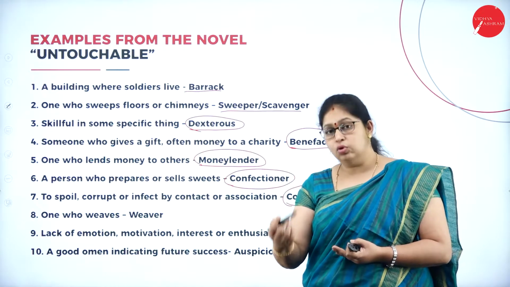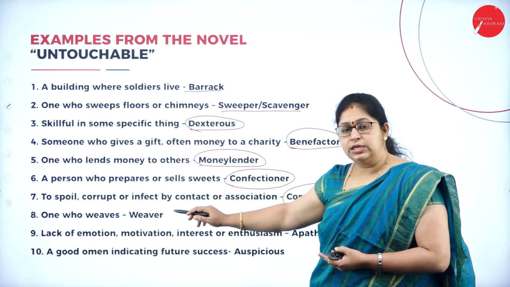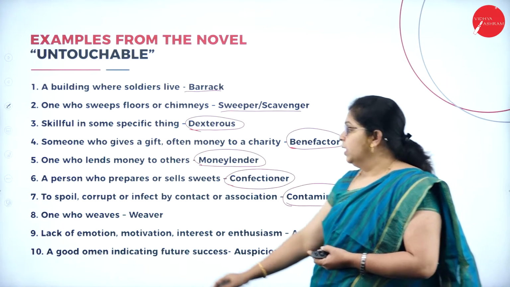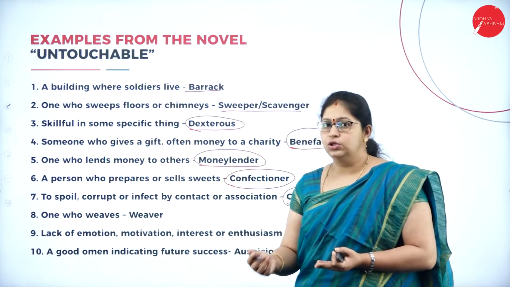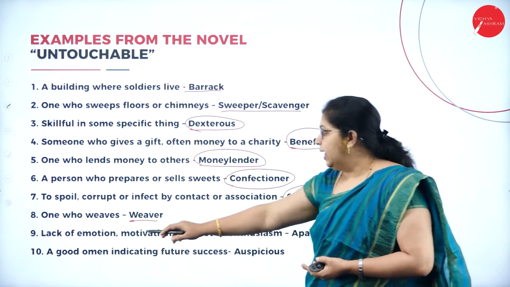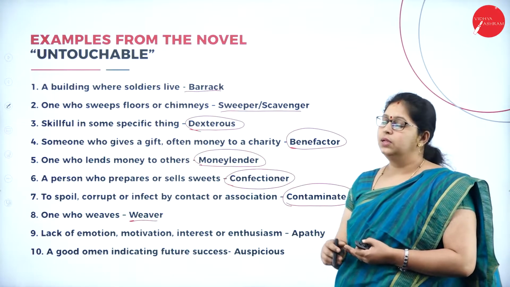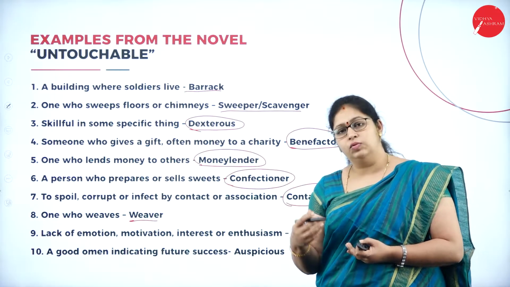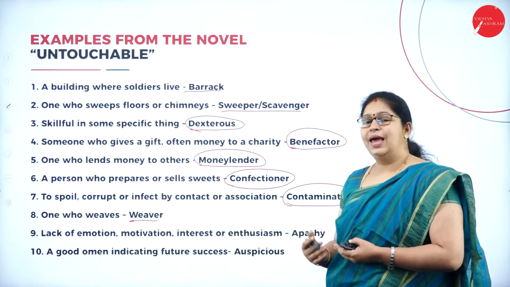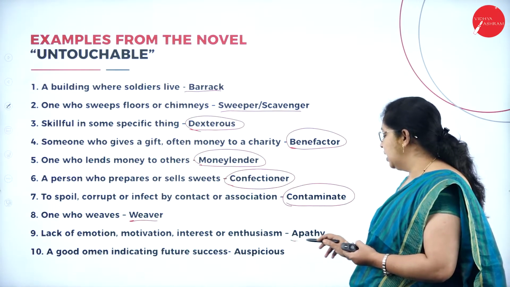So, the person who corrupts, who spoils or who infects by contact is called the contaminate. One who weaves, you all know this, is called a weaver. Lack of emotion, motivation, interest or enthusiasm. There will be a few people who won't have any emotions, any motivation, or who lack interest in something, correct? Those people are called apathy.